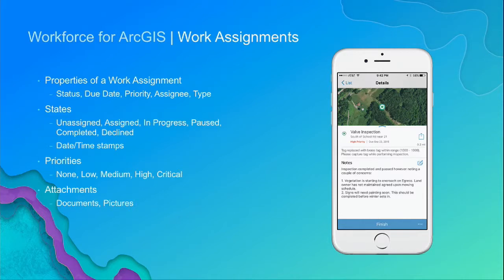There are also different priorities. The dispatcher can assign priorities such as low, medium, high, and critical. This lets your workers view which assignments need to be completed most importantly. And then finally, as I mentioned earlier, you can add and view attachments.